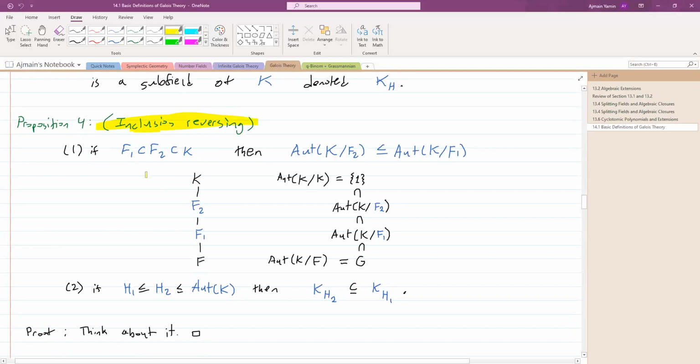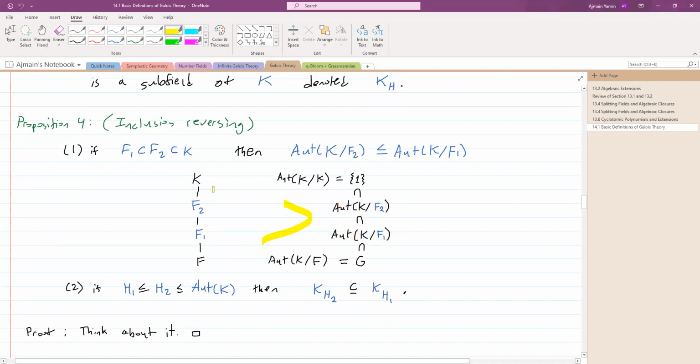So if you have a field F1 contained in F2, which are subfields of K, and then look at the automorphism groups fixing these subfields, the automorphism group of K fixing F1, and the automorphism group of K fixing F2, right? So you have F1 is included in F2, then the automorphism group of F2 is included in that of F1. So it's inclusion reversing when you go in that direction.